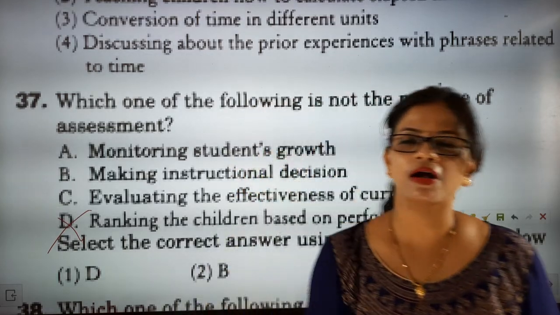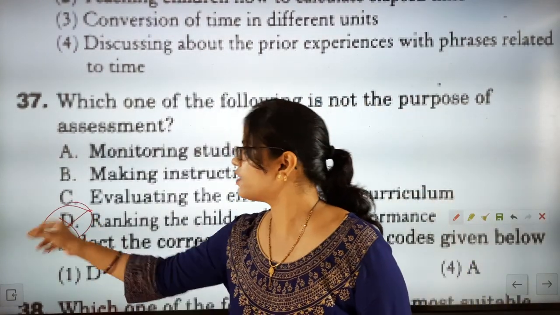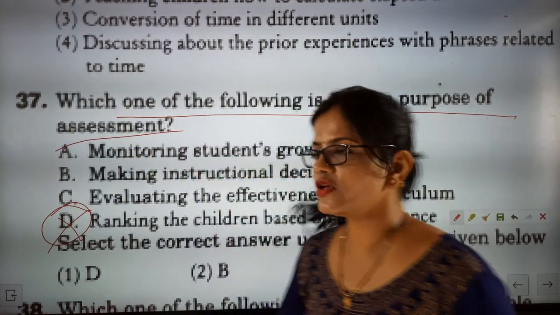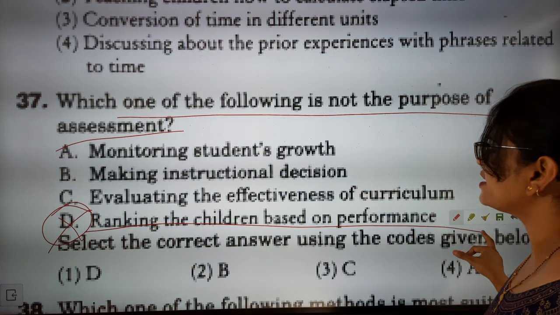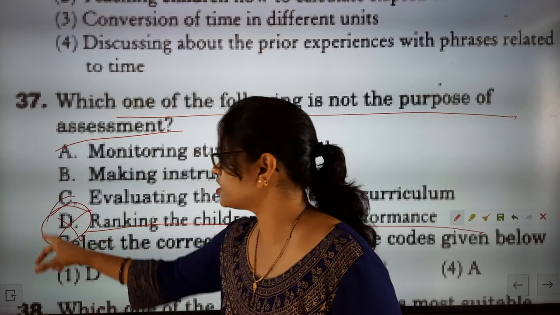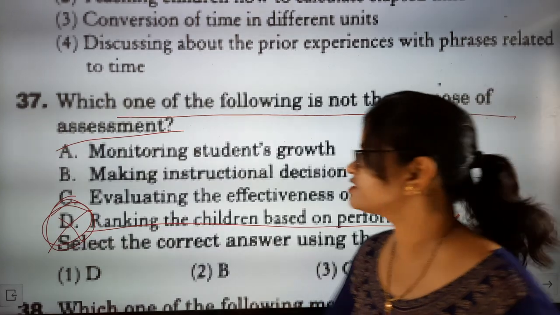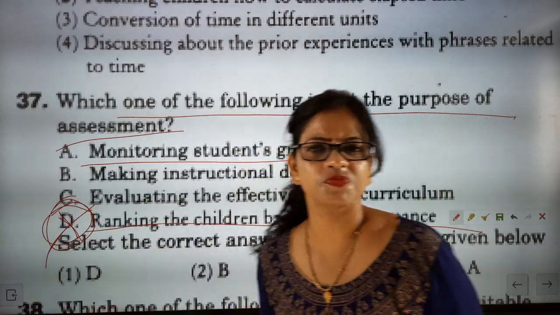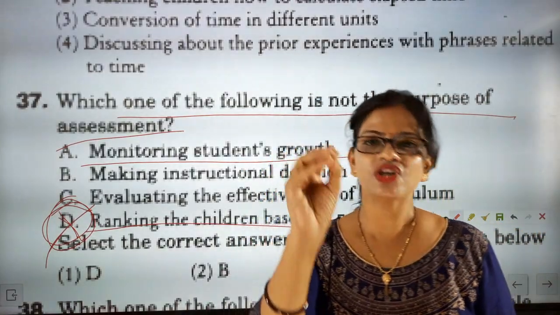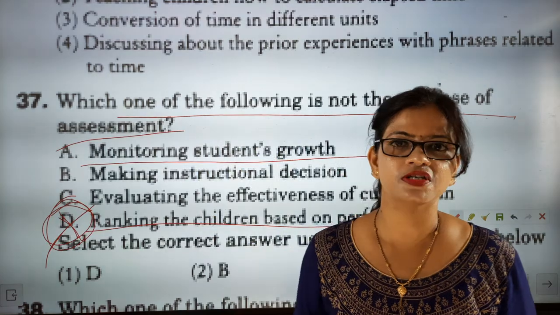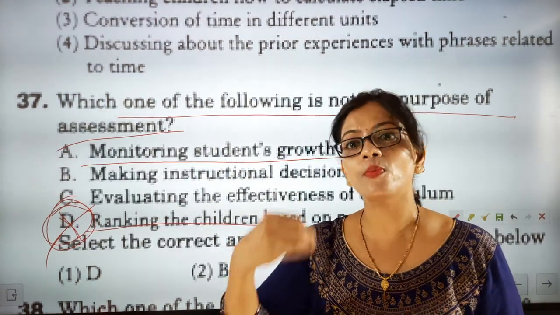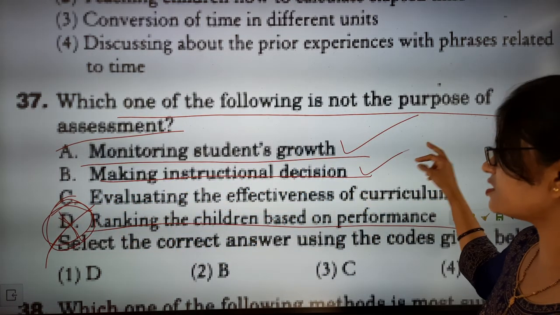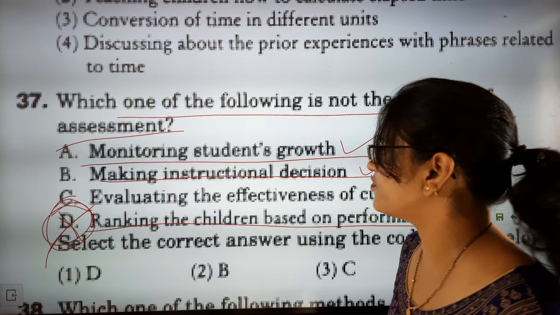In the assessment part, the question is: which one of the following is not the purpose of assessment? Is ranking the children based on performance not the purpose of assessment? Yes, this is not the purpose of assessment. Monitoring student growth is the purpose of assessment. Student growth means how much the child has learned. When we teach, how much the child has learned is the most important purpose of assessment. Making instructional decisions, whether they are learning or not, is also the purpose of assessment.